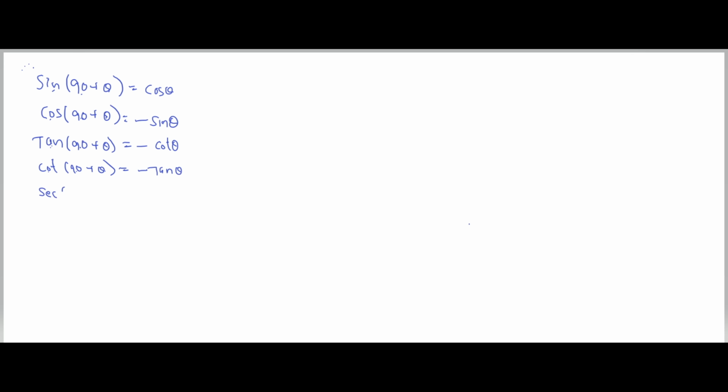Sec of 90 plus theta. 90 plus theta lies in the second quadrant. In the second quadrant sec is minus. Here is 90, so sec changes to cosec theta.